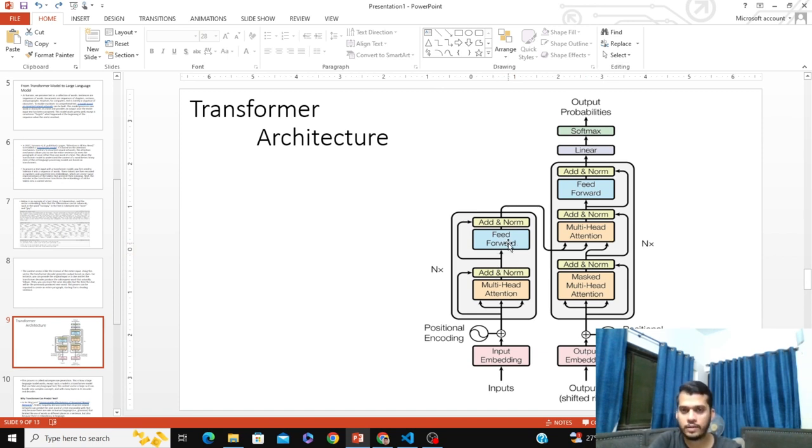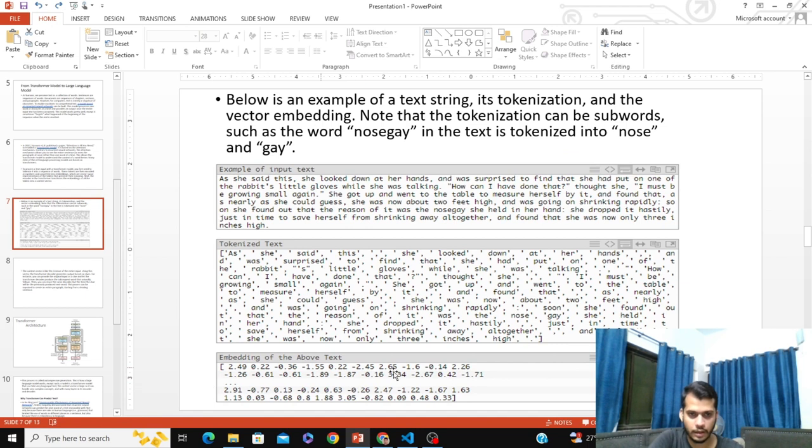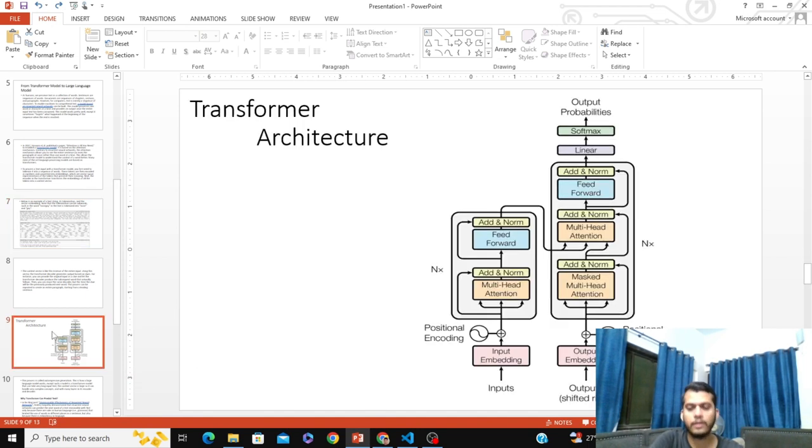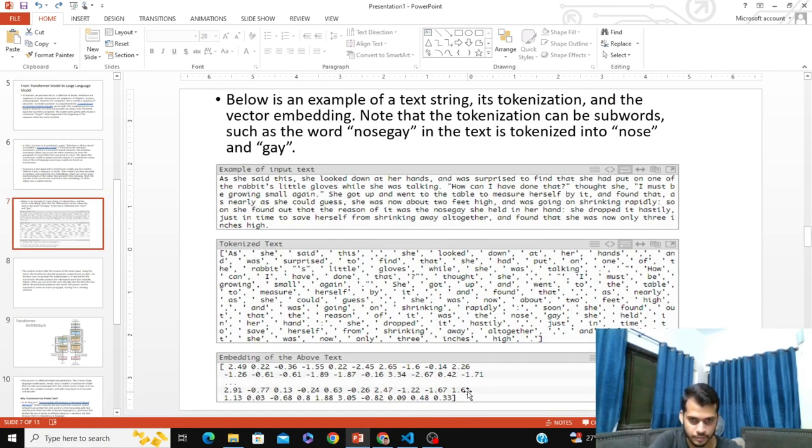Now, feed forward, Add and Norm, and multi-head attention. Output embedding: this is the embedding of the above text, the output embedding shifted right. Then positional encoding, Add and Norm, and masked multi-head attention. Then multi-head attention, Add and Norm, feed forward, Add and Norm, linear layer, and softmax giving output probability. Now see this second line: 0.03, -0.68, 0.8, 1.88, these are output probabilities.